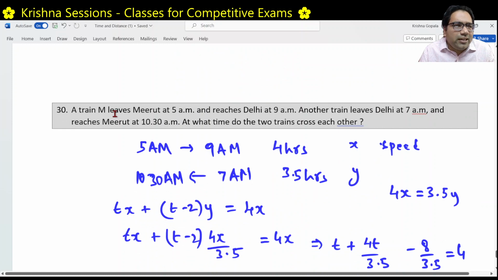Okay. A train leaves Meerut at 5 a.m. and reaches Delhi at 9 a.m. Another train leaves Delhi at 7 a.m. and reaches Meerut at 10:30 a.m. What time do the trains cross each other?